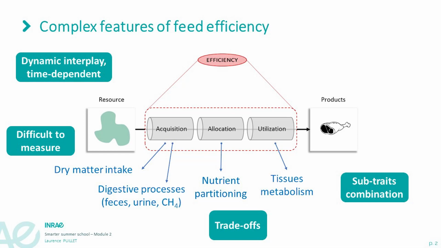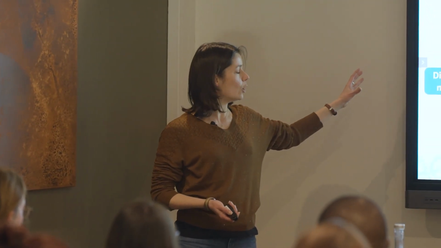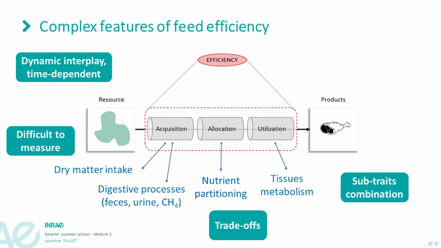Here is a basic scheme of what efficiency is. Finally, we are talking about a property of an animal to acquire a resource and transform those resources into a product. That could be meat, milk, wool, whatever. But we are talking about this transformation process. And first thing, as already said by Ellie yesterday, it's difficult to measure because we need to know dry matter intake. So that's the first difficulty when we are talking about feed efficiency.